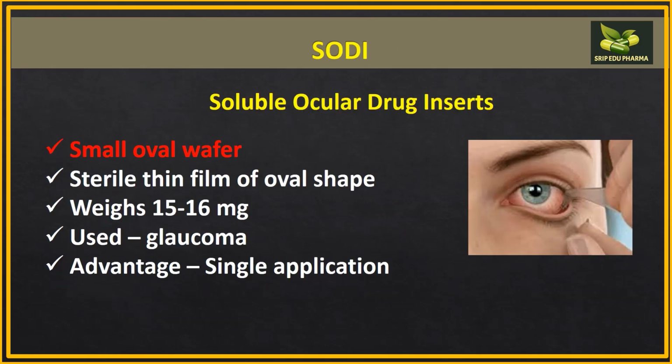Next is SODI, which is soluble ocular drug insert. They are small oval wafer-like structures. Wafer means they are very thin film of oval shape. They weigh 15 to 16 mg. They are used for treating glaucoma. And the important advantage is that it is of single application.